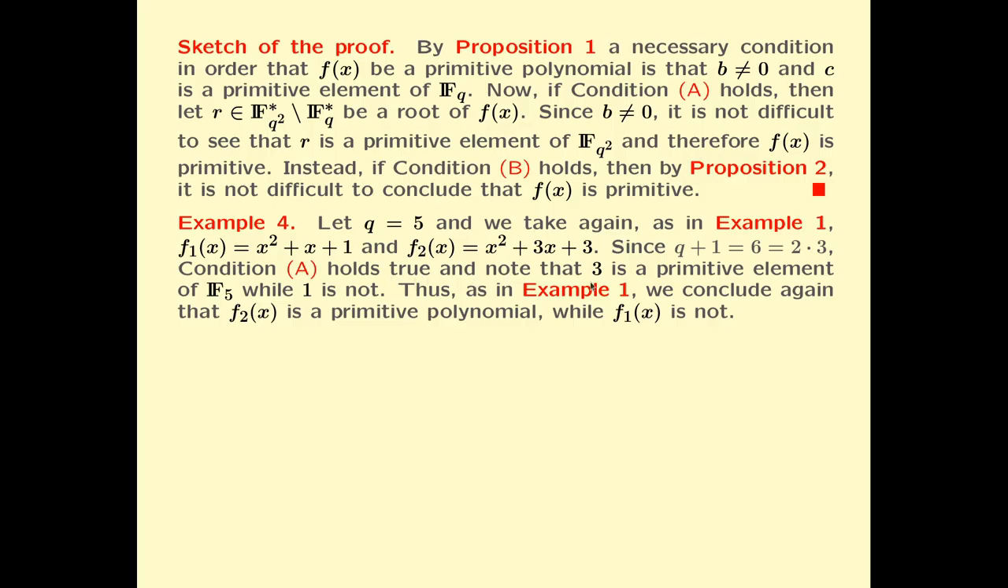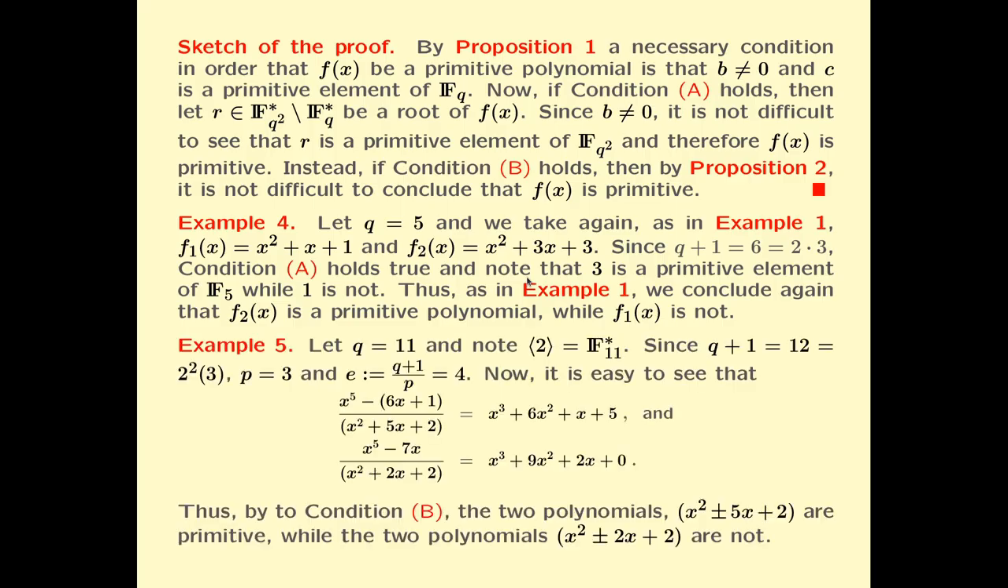As in example 1, we conclude again that f2 is a primitive polynomial while f1 is not a primitive polynomial. However, observe that we arrive at the same conclusion as in example 1, but we arrive at such conclusion without need to do any polynomial division. Let's see another example. We note that q is equal to 11 and note that 2 is a primitive element in the finite field F11.